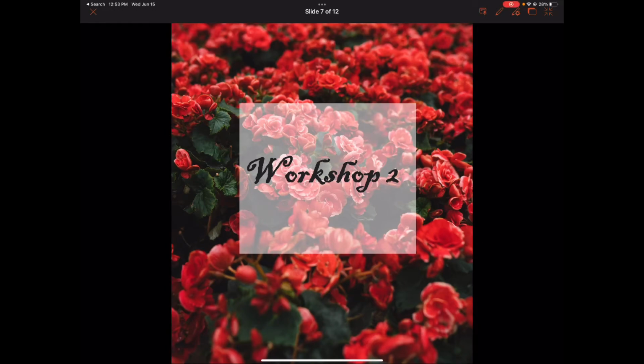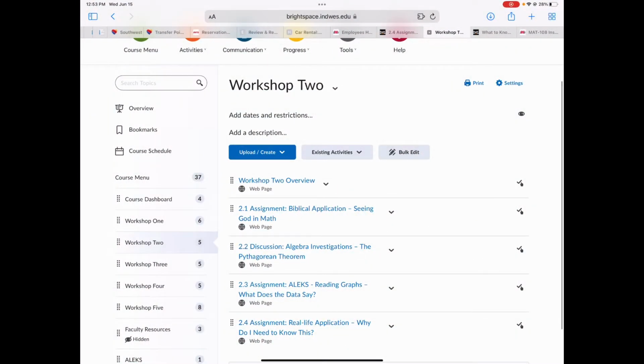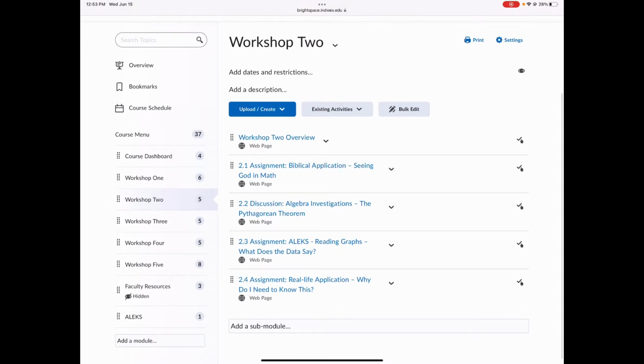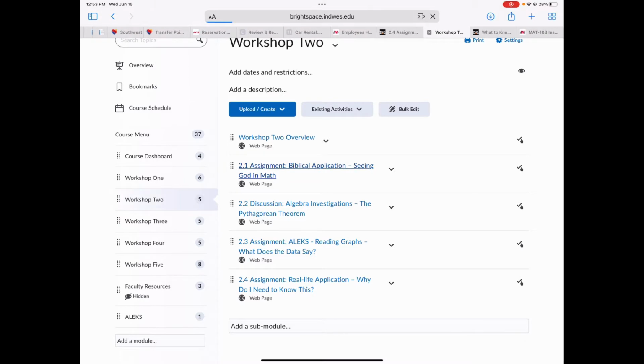All right, so workshop 2 help. Let's look and see what we have. Workshop 2 has a little less assignments than workshop 1. So first of all, you do the Bible, which should be pretty straightforward. Let's go to the Pythagorean theorem one.